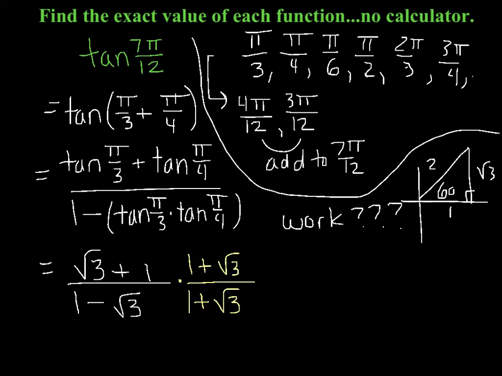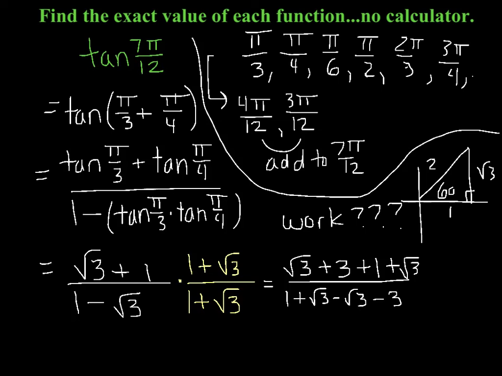So we just got to do some algebra now. The top, I'm going to FOIL out. I'm going to do root 3 times 1. The outsides become just plus 3. The insides become plus 1. And the last become plus root 3. Over the bottom, which becomes 1 plus root 3 minus root 3 minus 3.